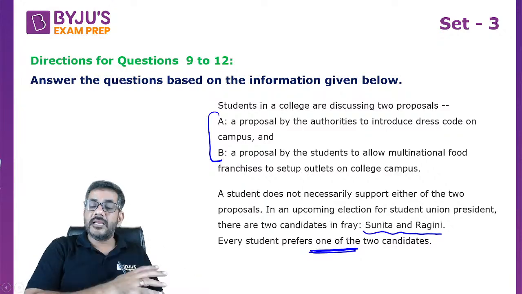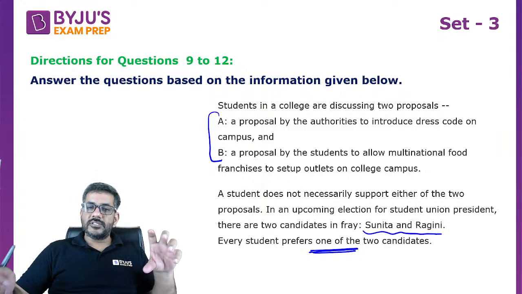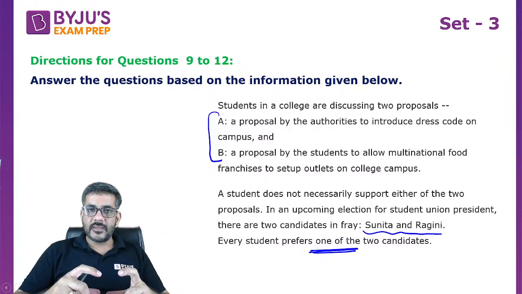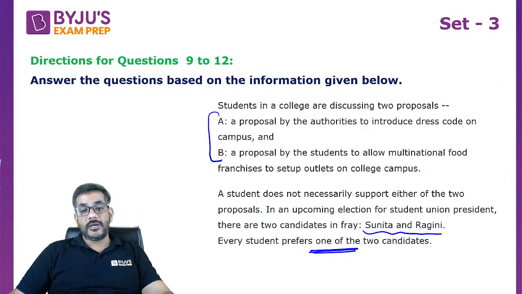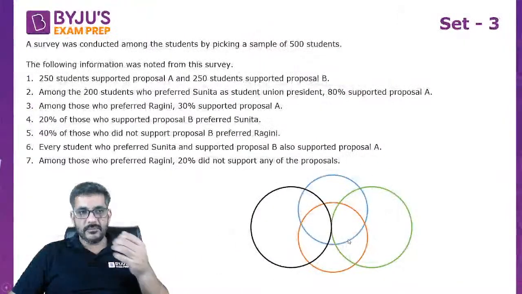That means none is not a possibility, both is not a possibility. So in proposals, there is an intersection possible, but in the candidates, there is no intersection possible. This is what he is telling. Let's have a look at more data.